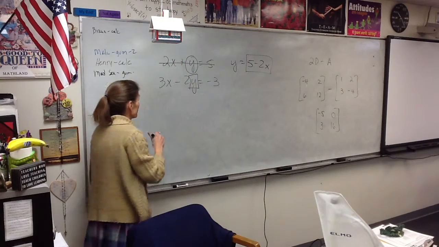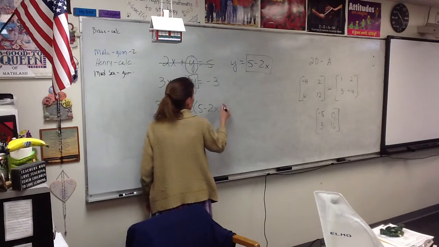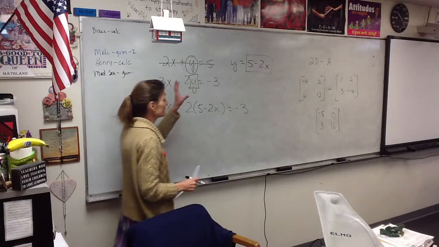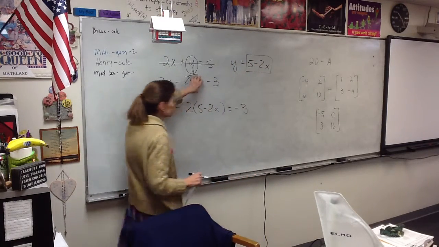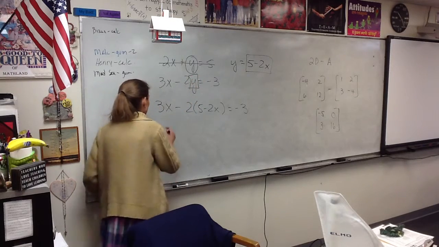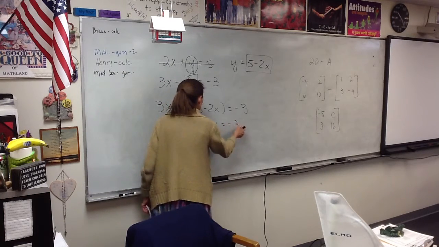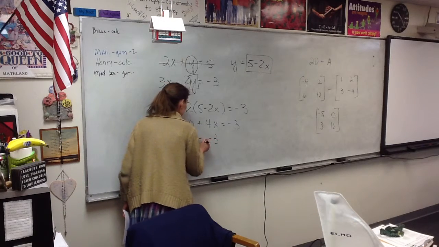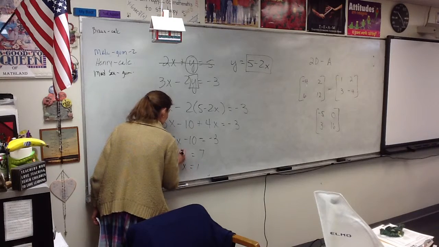Substitute it in. So 3x minus 2 times 5 minus 2x equals negative 3. I simply take the value I got for y and put it in place of y. So 3x minus 10 plus 4x equals negative 3. 7x minus 10 equals negative 3. 7x equals 7 and x equals 1.